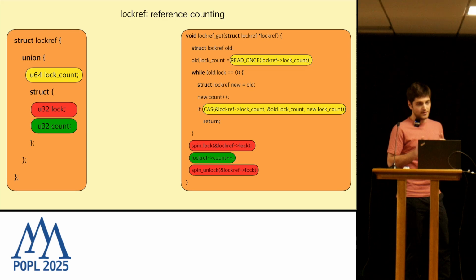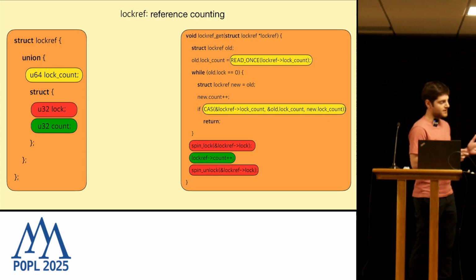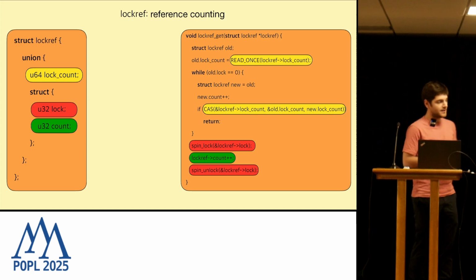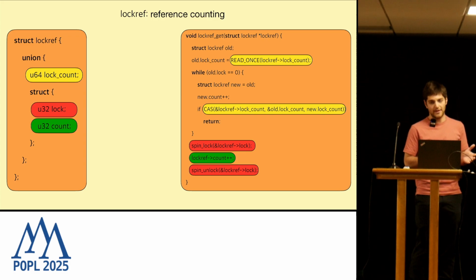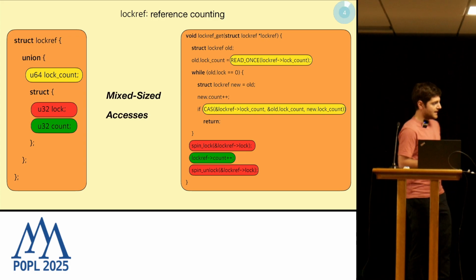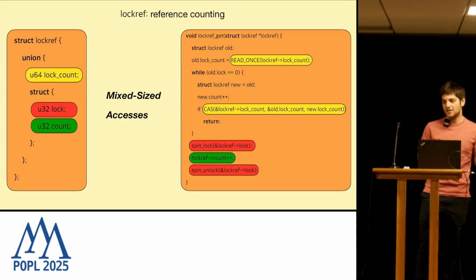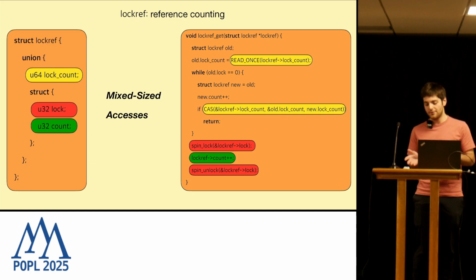Otherwise, it falls back to the slow path. It tries to take the lock, so it accesses just the lock part of the 8 bytes, only 4 of them. Then it increases the counter, so it accesses the other 4 bytes. And then again it accesses the lock by releasing it. This pattern is called mixed-size accesses. You're accessing the same 8 bytes in different ways, either the whole thing, or the first 4 bytes, or the other 4 bytes.